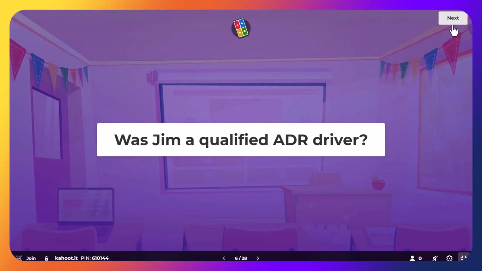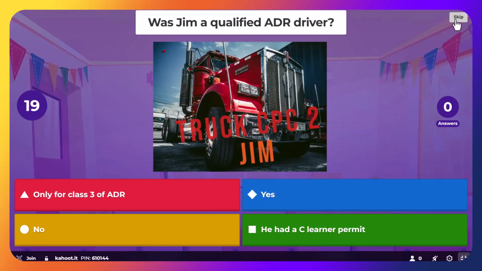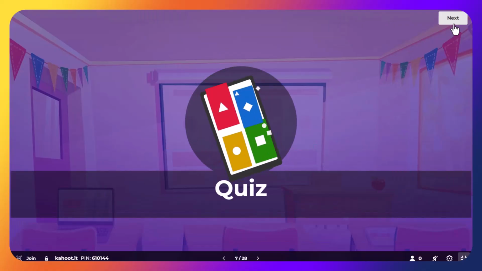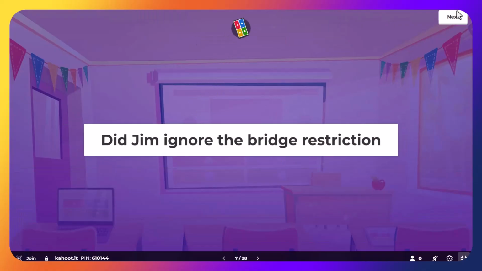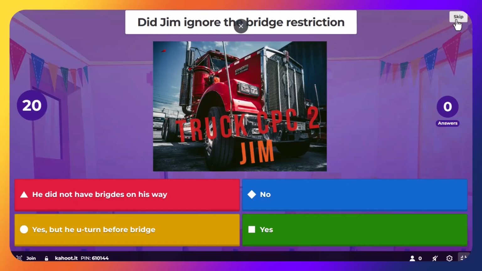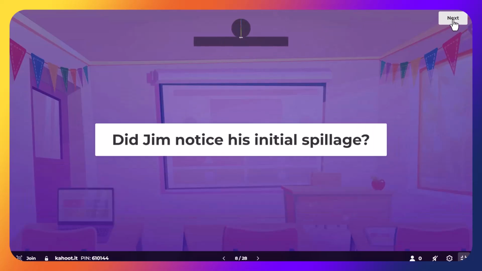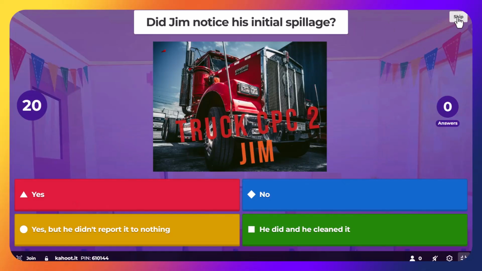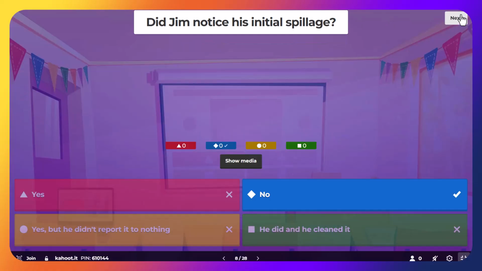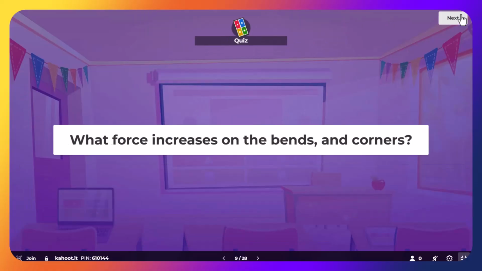Was Jim a qualified ADR driver? Yes, he was. He was moving petrol around the place, wasn't he? Did Jim ignore the bridge restriction? You're going to have the scenario on the screen the whole time, so if a question like that comes up, you could just read it. And yes, he did. Did Jim notice his initial spillage? Do you remember, like I said, if a question like that comes up, you can actually go back and read it, but no, he didn't.